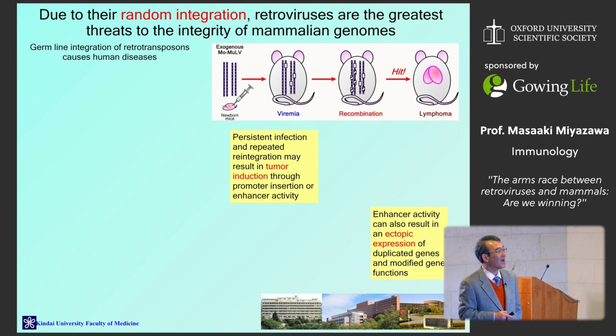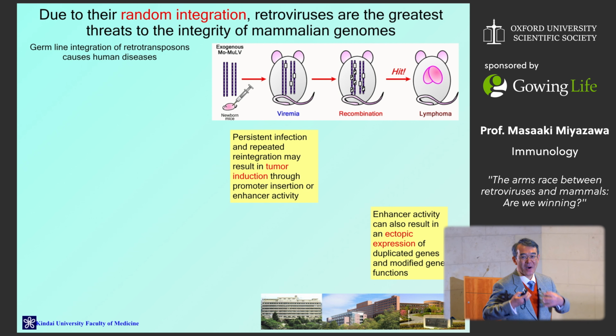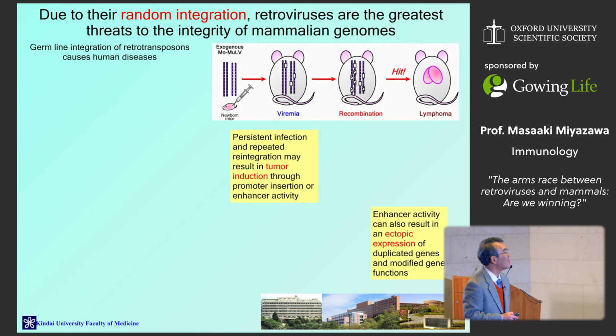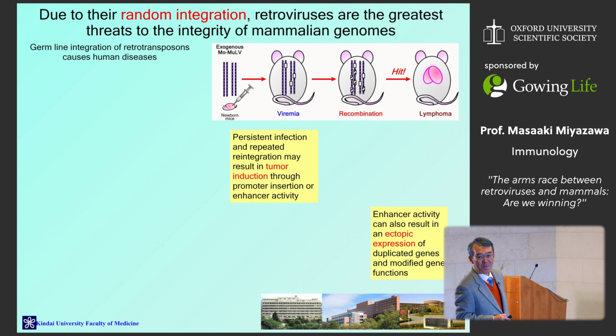And of course, newly infecting retroviruses can cause somatic cell mutation. For example, if you infect newborn mice with Moloney murine leukemia virus.